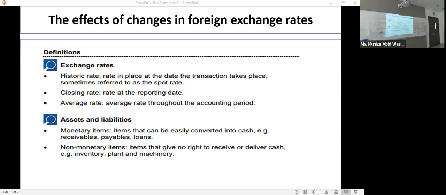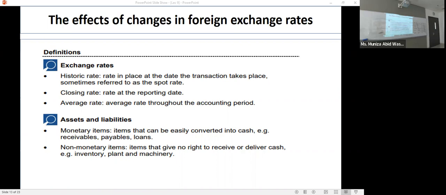So items that give no right to receive or deliver cash, that is inventory, plant and machinery. So fixed assets are those assets which are not giving you any right to receive cash; they are non-monetary items. When you are having an inventory, it is not giving you any right to receive the cash. You can sell it and earn cash, but it is not readily giving you any right to receive cash.